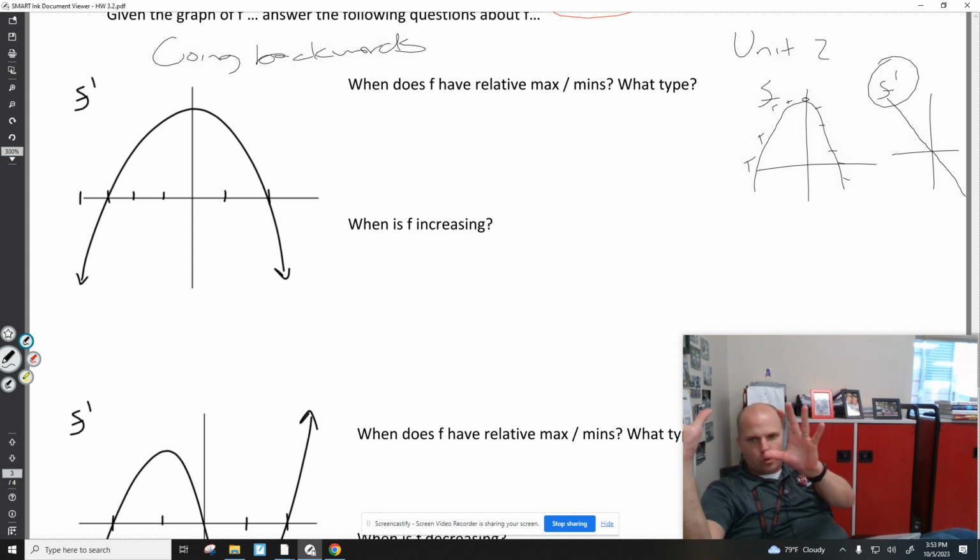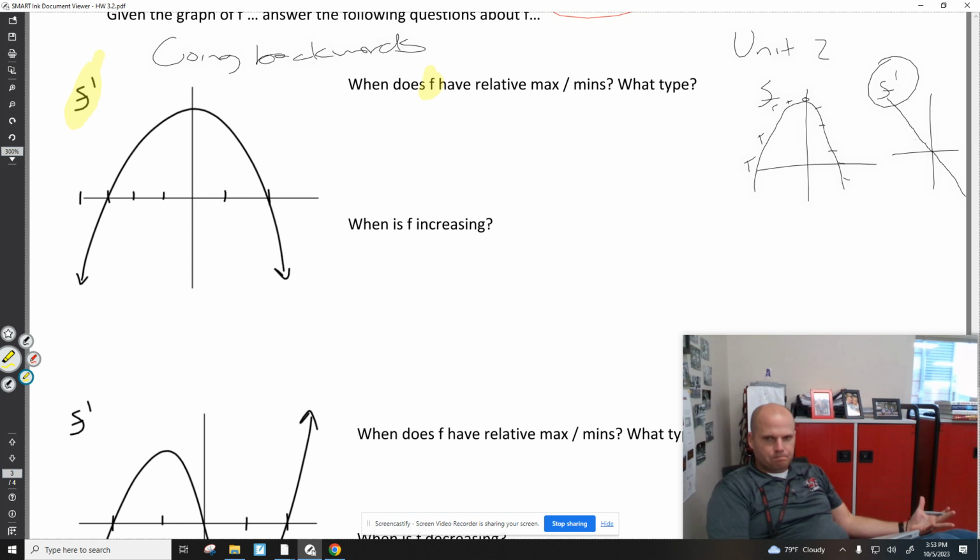Now I'm giving you F prime. I'm asking you what's going on with F. You're going to be given F prime, and you'll need to work backwards.